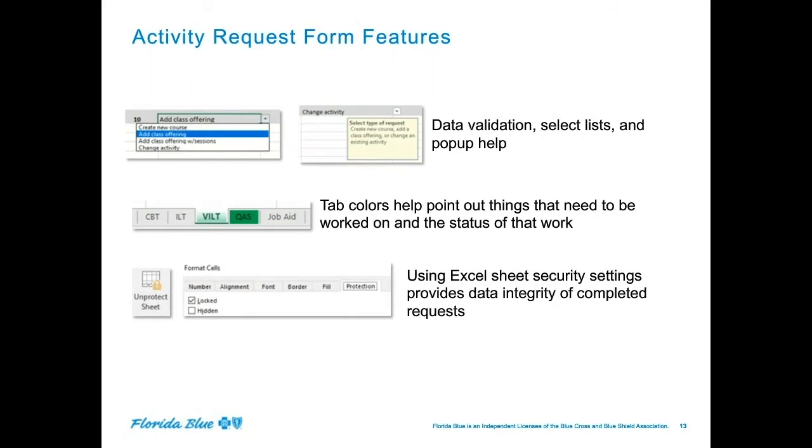We use the Excel sheet security settings. It provides the data integrity of those completed requests. As I mentioned earlier, the submitters can't go in and make changes to things that they've already requested and that have been fulfilled. So they have to create another row. So we protect the sheet, and we have a password that only the administrators know. That helps keep the change history from getting corrupted.